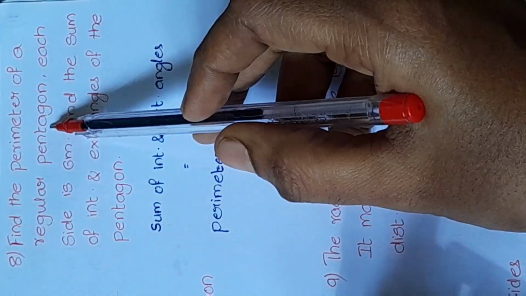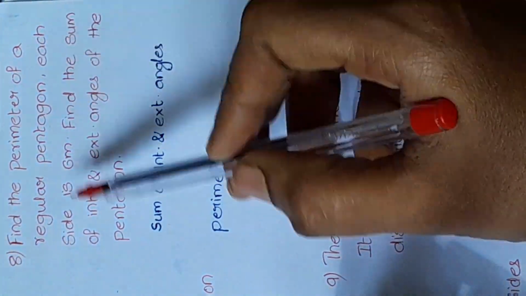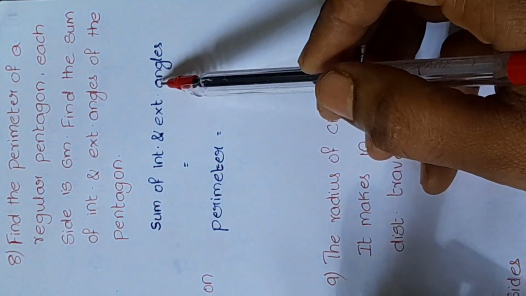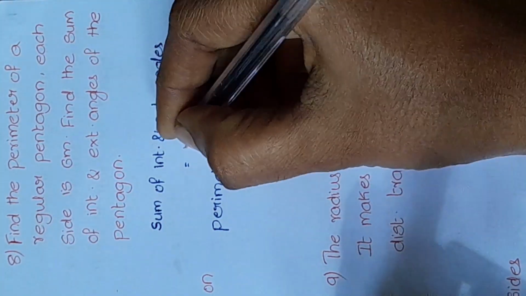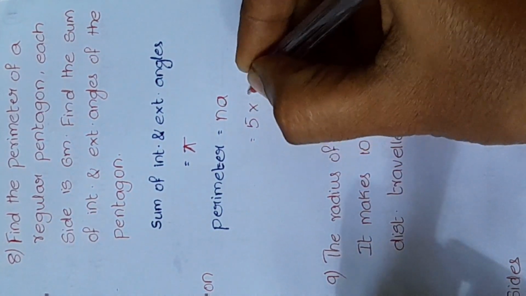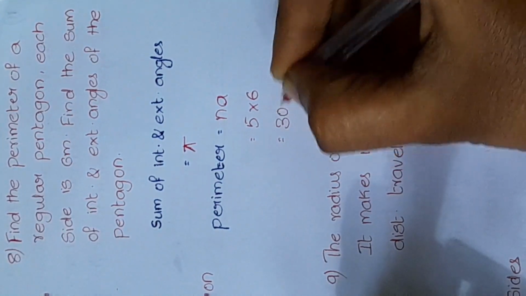8th question. Find the perimeter of a regular pentagon each of whose sides is 6 meters. Find the sum of the interior and the exterior angles of the pentagon. Sum of the interior and the exterior angles is given by pi, that is 180 degrees. Now the perimeter is given by n into a. N is the number of sides, that is 5. A is 6 centimeters, so the perimeter is 30 centimeters.